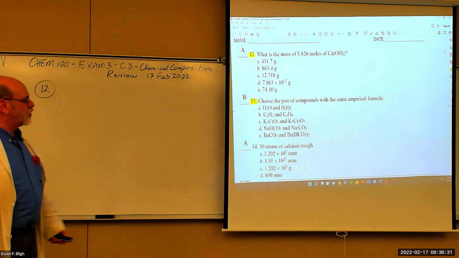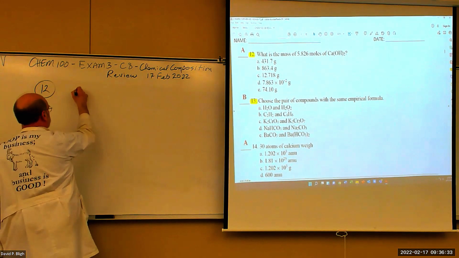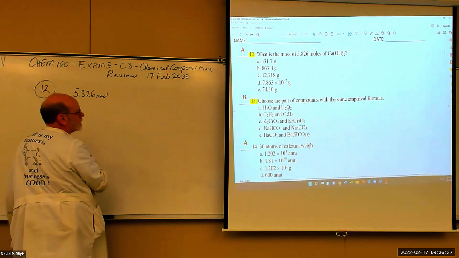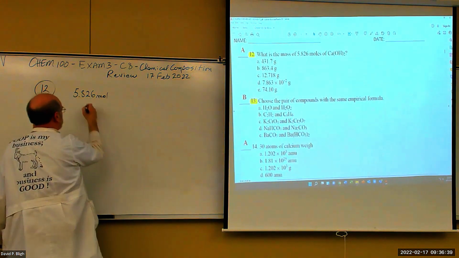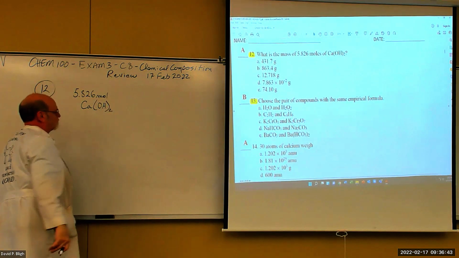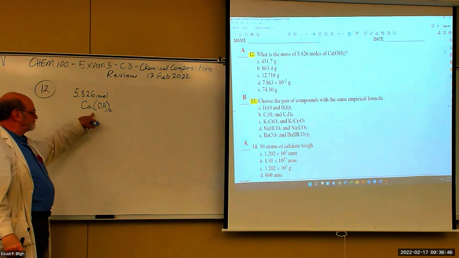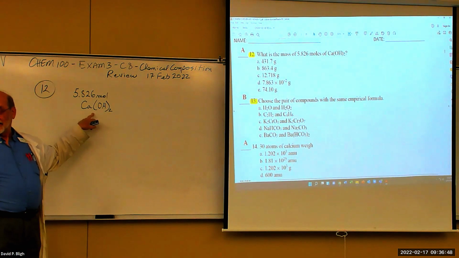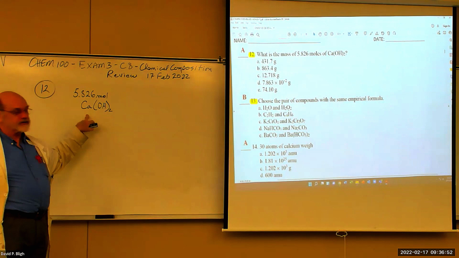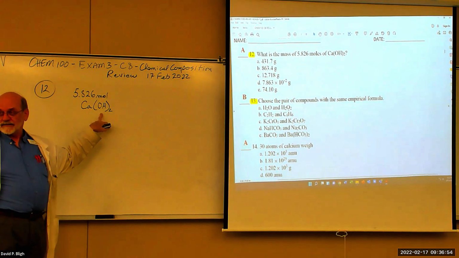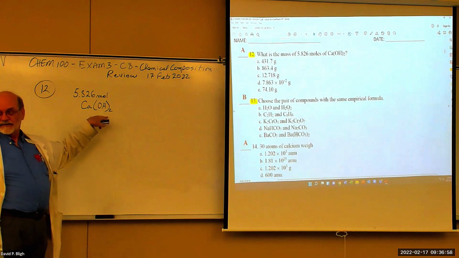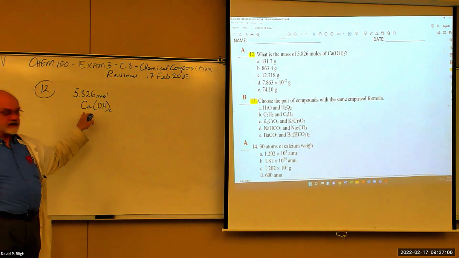What's the mass of 5.826 moles of calcium hydroxide? Is that correct? Calcium is an alkaline earth metal, 2+. Hydroxide is a polyatomic ion with -1. So yeah, 2 of those for each one of these.